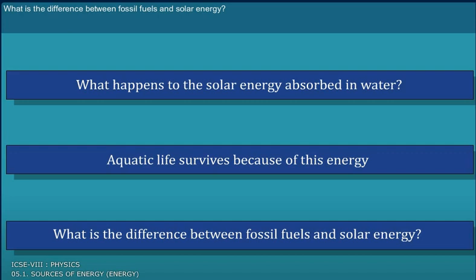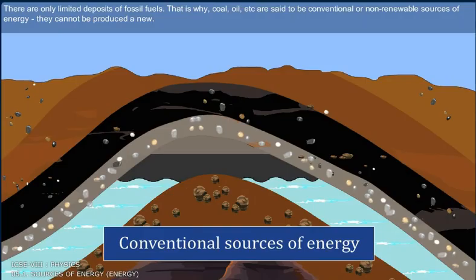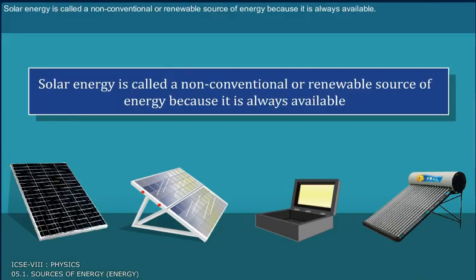What is the difference between fossil fuels and solar energy? There are only limited deposits of fossil fuels. That is why coal, oil, etc. are said to be conventional or non-renewable sources of energy. They cannot be produced anew. Solar energy is called a non-conventional or renewable source of energy because it is always available.